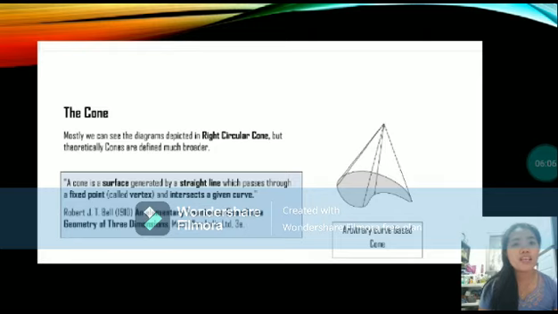Then the cone. Mostly we can see the diagram depicted as a right circular cone, but theoretically cones are defined much more broadly. A cone is a surface generated by a straight line which passes through a fixed point called the vertex and intersects a given curve. There's a person named Robert J. T. Bell in 1910, An Elementary Treatise on Coordinate Geometry of Three Dimensions. That is coming from him, that kind of saying about the concept of a cone.